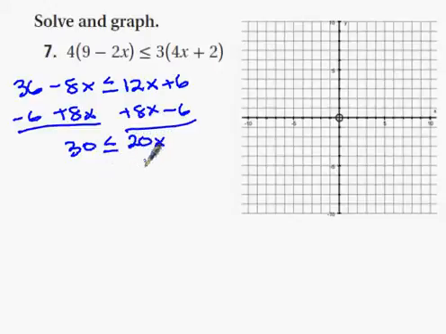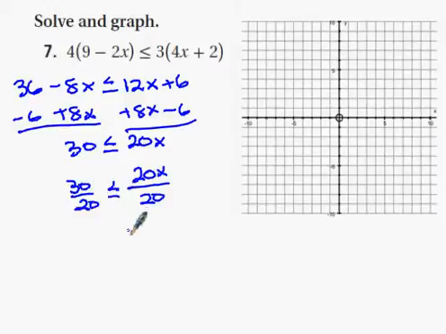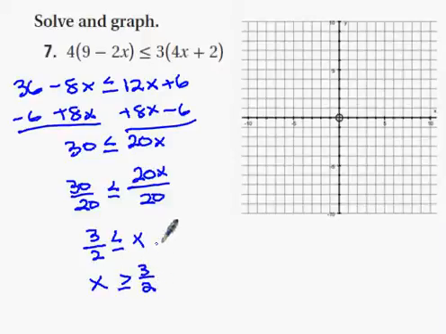And then if I divide both sides by 20, I wind up with 3 over 2 less than or equal to x, which is the same as x greater than or equal to 3/2, 1.5.